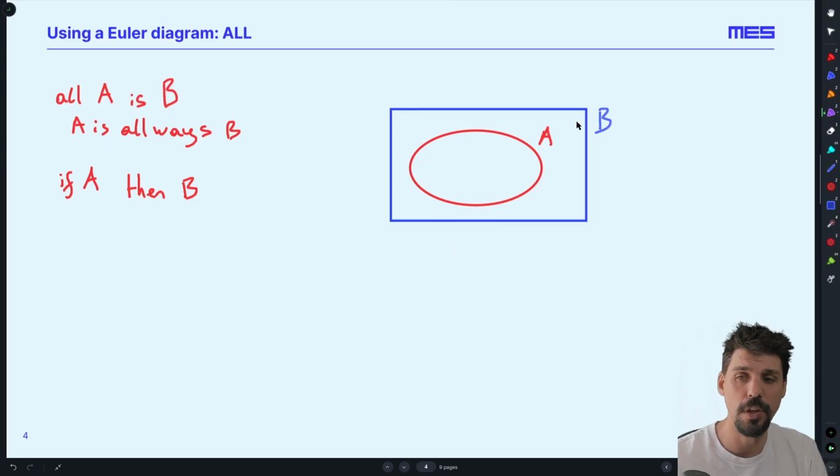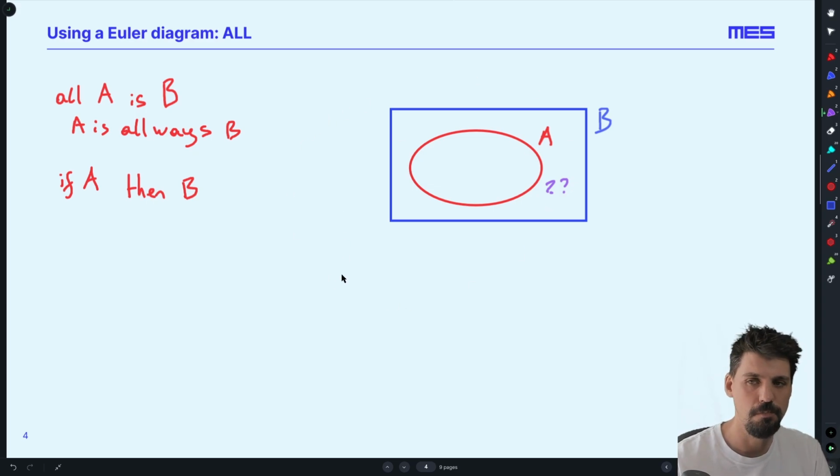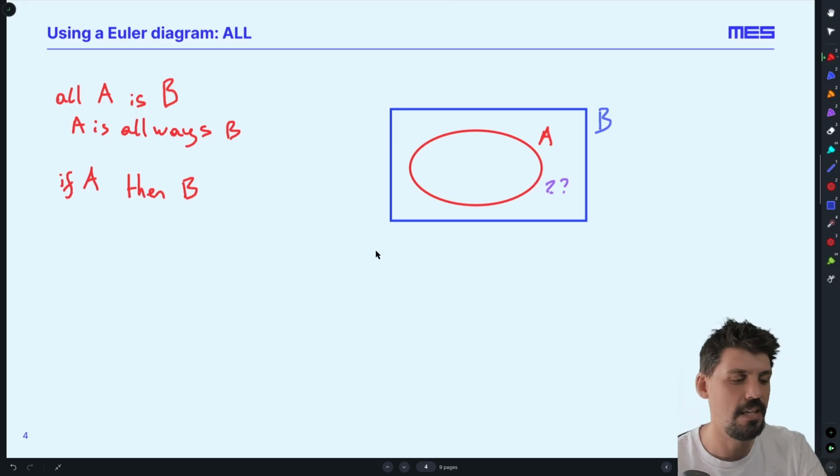Now, I don't know for sure there is something in here, right? I don't know for sure, but it is possible until I'm told otherwise. So that is my all statement. Okay, so that's a key one to look out for.